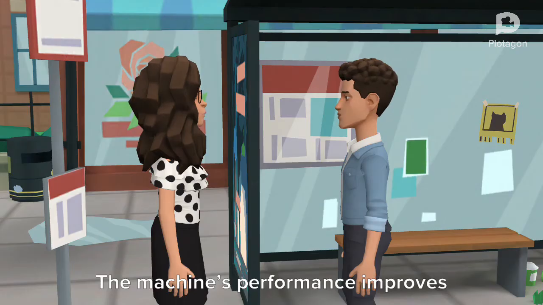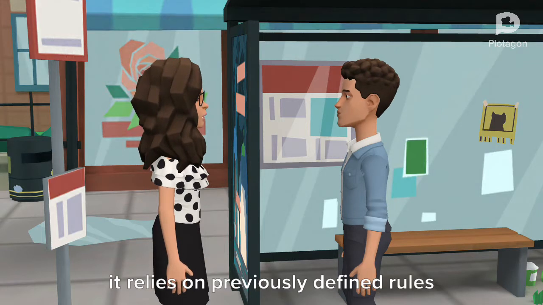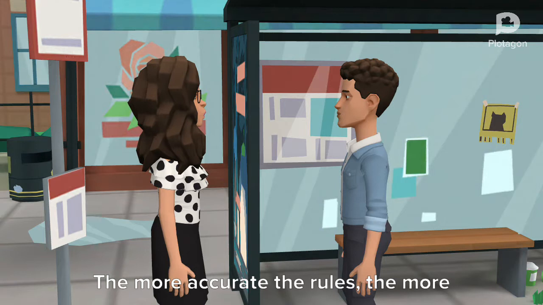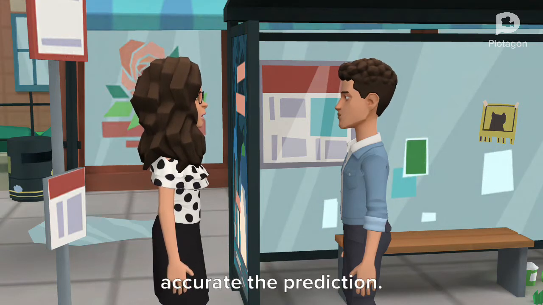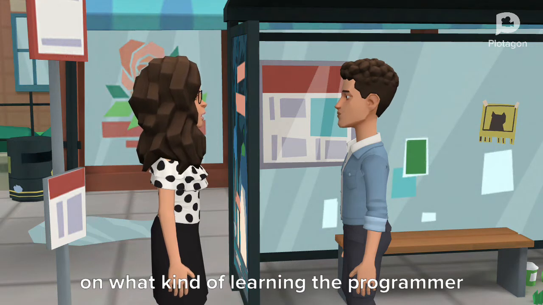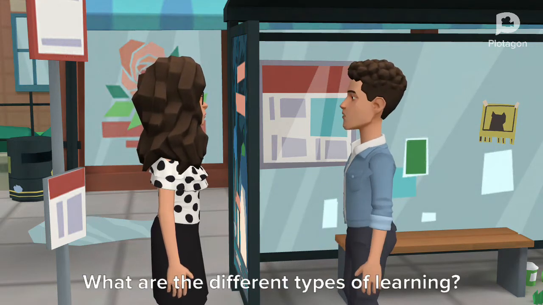The machine's performance improves over time with more training, as it relies on previously defined rules to figure things out. The more accurate the rules, the more accurate the prediction. How the machine is trained depends on what kind of learning the programmer wants to use. Oh, what are the different types of learning?